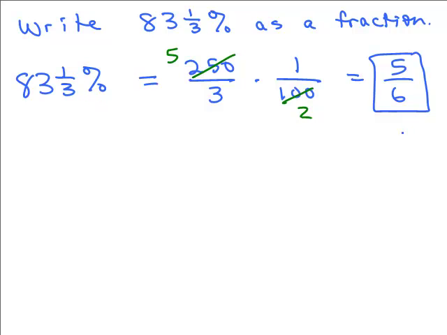That should make sense to you because 100%, remember, is 1, because that's just 100 over 100. Right? So 100% is 1. 83 1/3% is going to be close to 1, but still less than 1. So 5/6 is getting pretty close to 1.